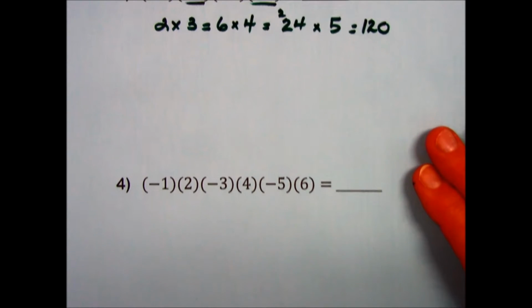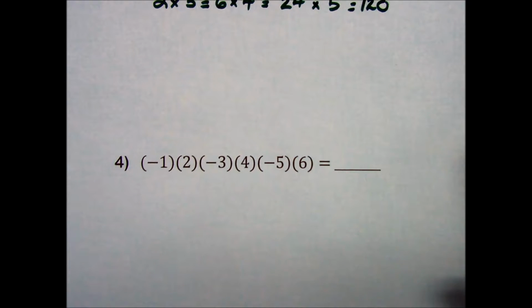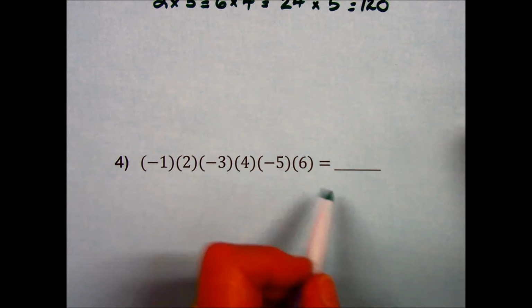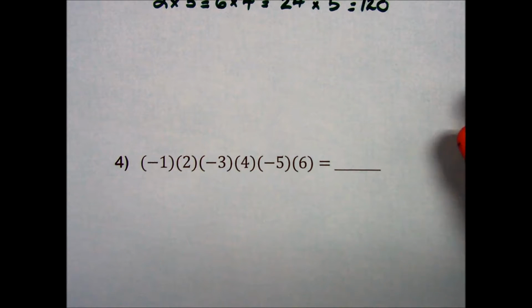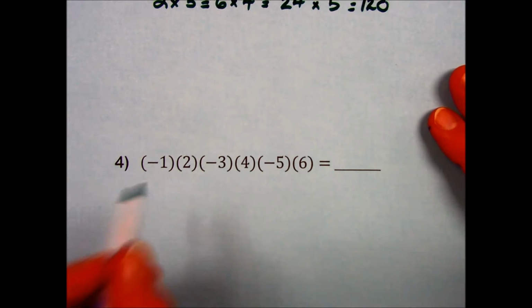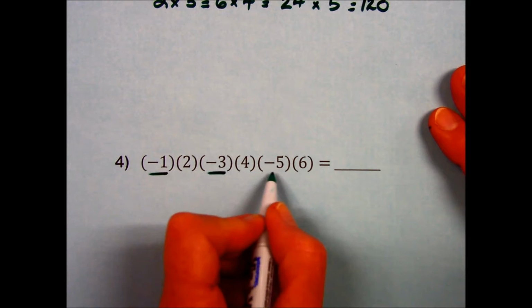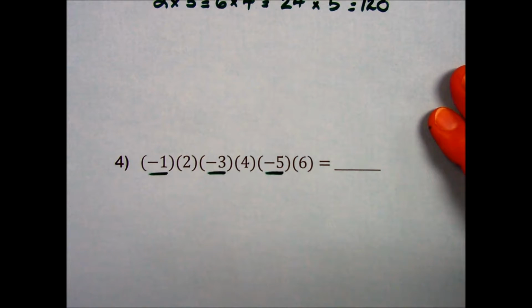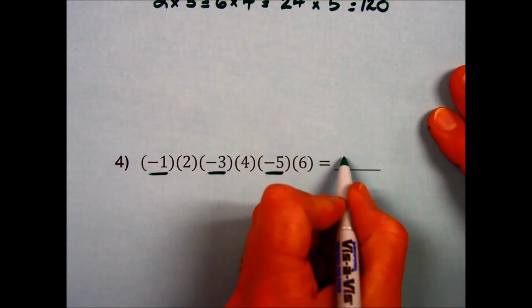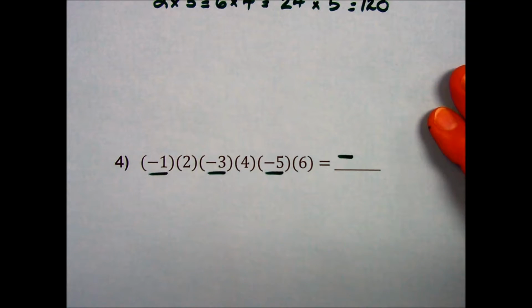In problem number 4, I'm going to determine the sign up front. This is a multiplication of several numbers, some positive, some negative. And to determine the sign, we follow the number of negatives. There are 1, 2, 3 negative numbers here. If we have an odd number of negatives, the result from this multiplication problem is going to be negative. And I'm going to write that down so it doesn't get lost in the confusion.